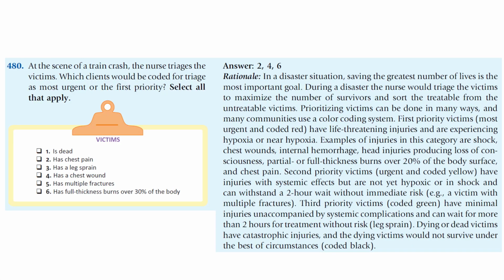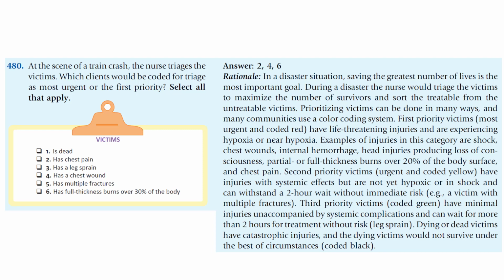480. At the scene of a train crash, the nurse triages the victims. Which clients would be coded for triage as most urgent or the first priority? Select all that apply. Victims: 1. Is dead. 2. Has chest pain. 3. Has a leg sprain. 4. Has a chest wound. 5. Has multiple fractures. 6. Has full thickness burns over 30% of the body.